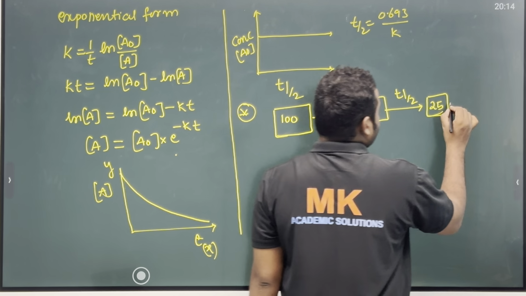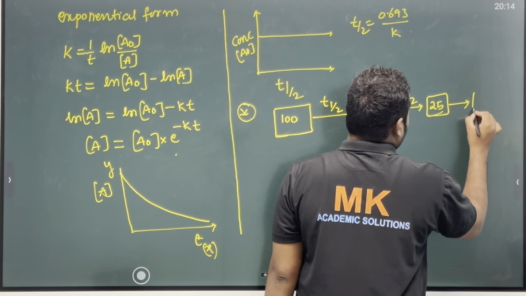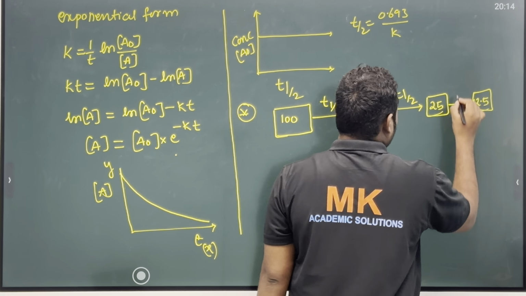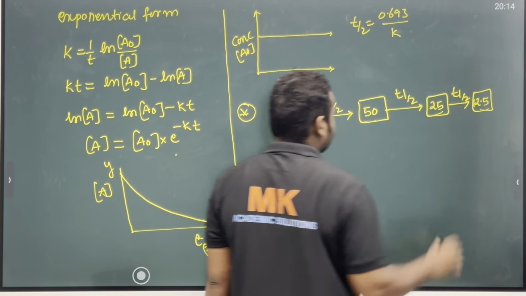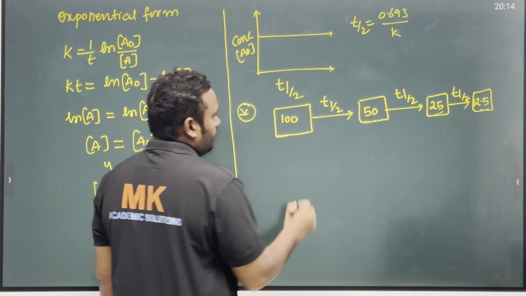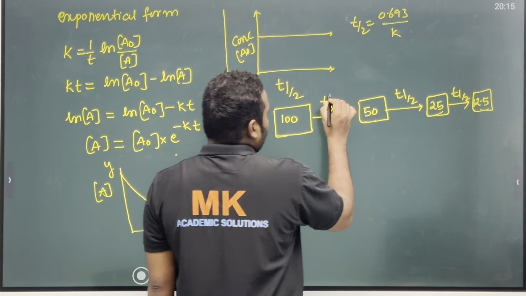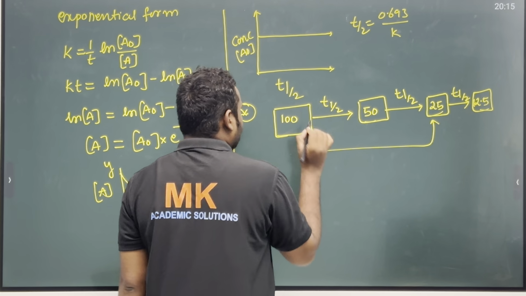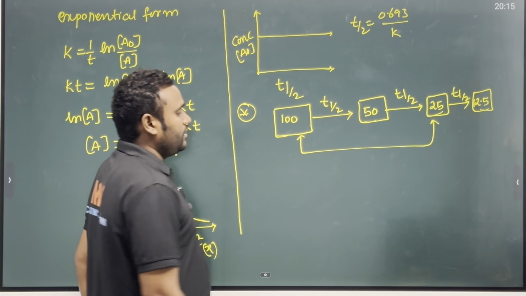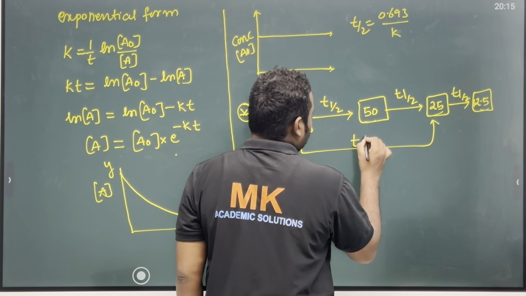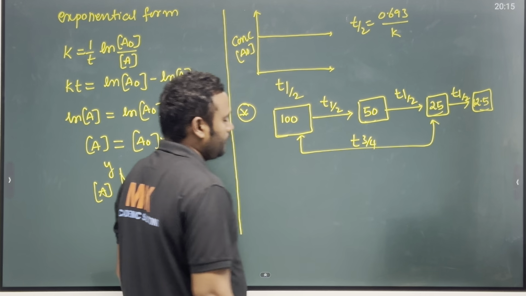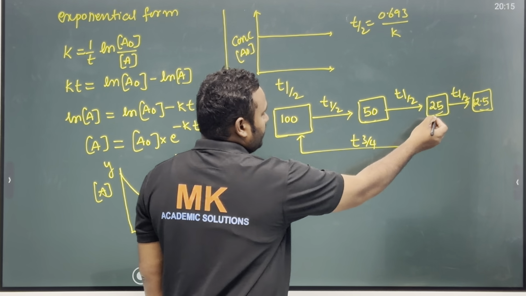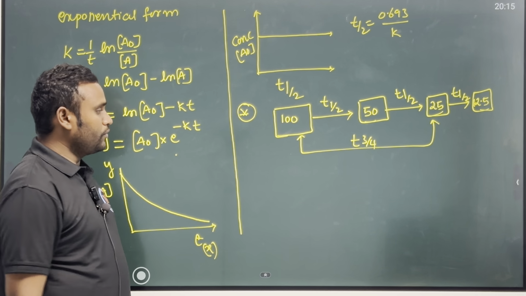And here 25 to 12.5, it is also what? T half. Okay. See here, from here to here, what is the time? What is the time here? It is T 3 by 4th. T 3 by 4th means it is the time required for the completion of 3 by 4th.